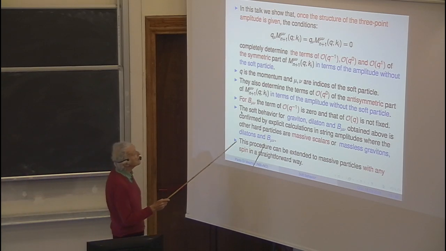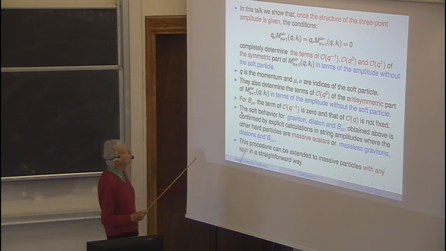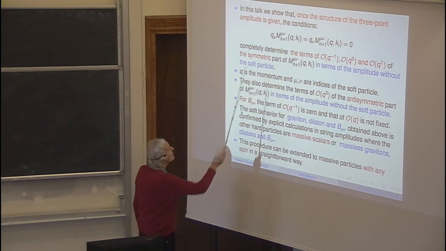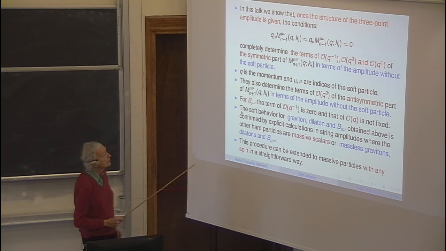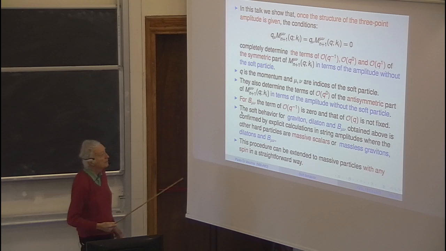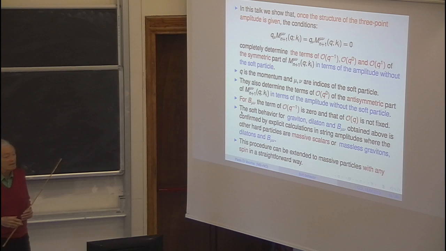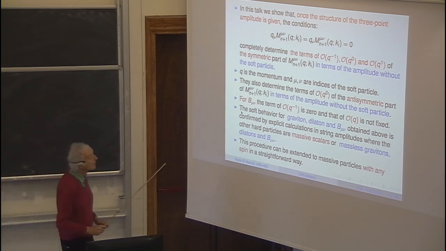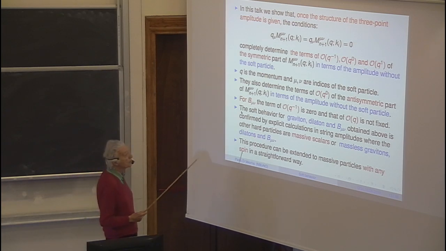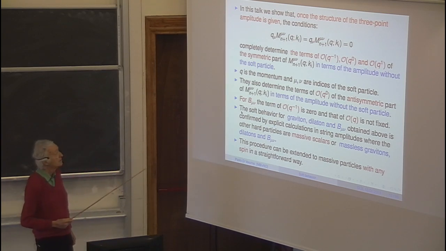If you give the structure of the 3-point function, I will show you later on what that means. Then I will show that those conditions hold for the graviton, and many other particles which can be anything. Well, in the talk, I will consider scalar particles and massless particles, like photon, graviton, gluon, and dilaton, and so on.